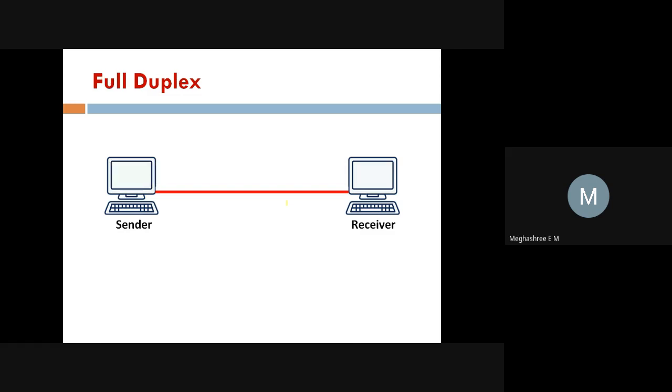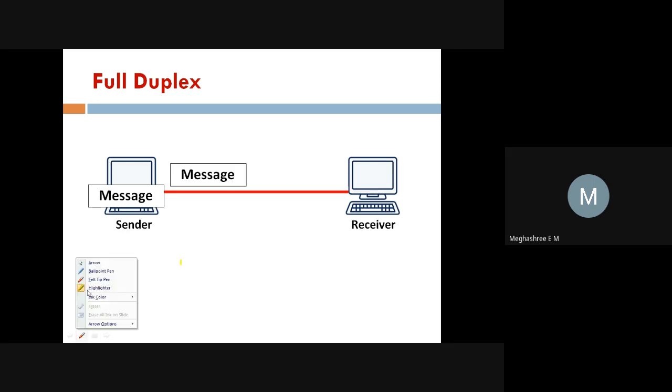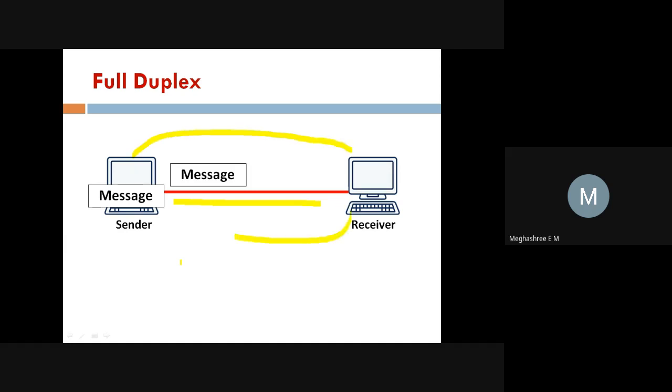The next method is full duplex. You can see here, the message is sent between sender and receiver. At the same time, the sender can send the message as well as the receiver can send the message. So either way is possible in this method. Sender and receiver are connected with the transmission link; the sender can send the message to the receiver, and at the same time the receiver can send the message to the sender. But this is not the case in the previous method, that is half duplex.